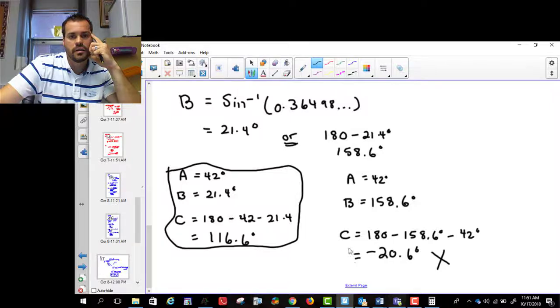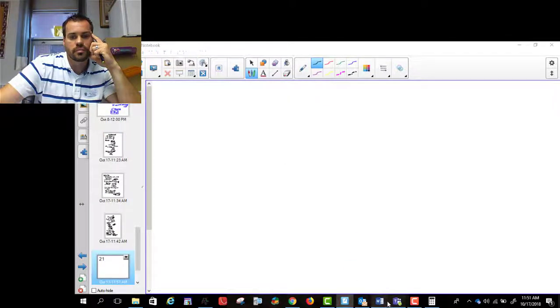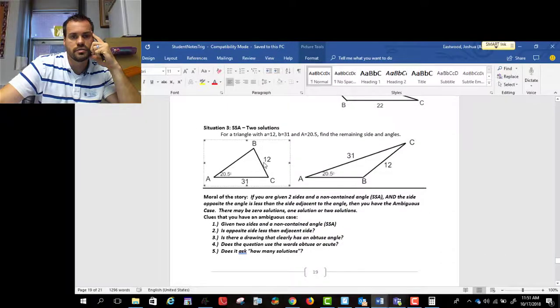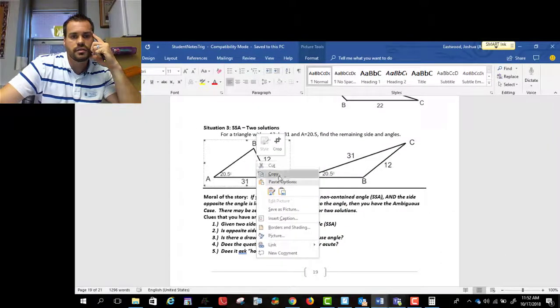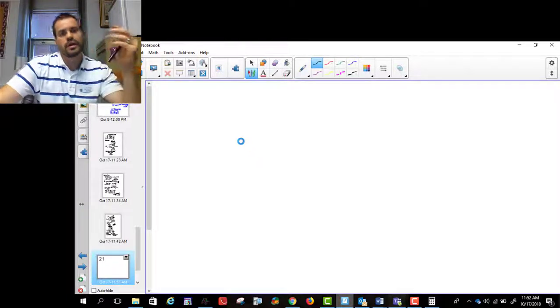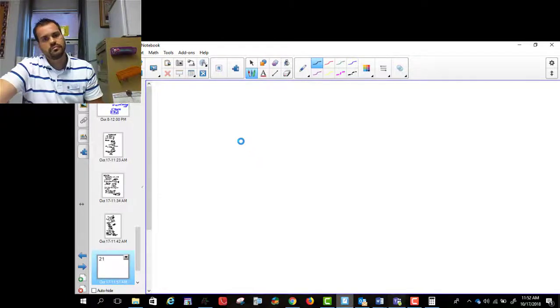Okay, so finally, if you look in your workbook, there's a third question. You notice that we've gone through one solution. So this one says two solutions. Here's the information it gives me. Again, taking the triangle, it gives me two sides and an angle. It's still side-side-angle, so I know that it has to be the ambiguous case, because the ambiguous case is side-side-angle.